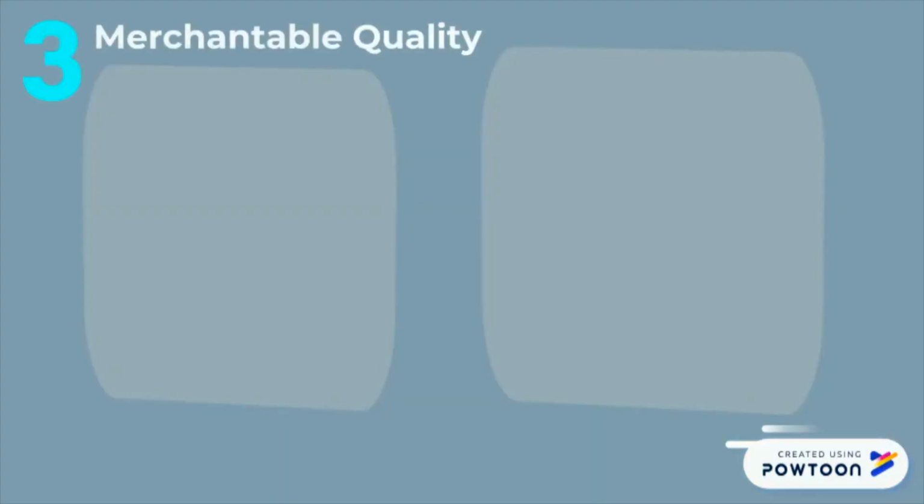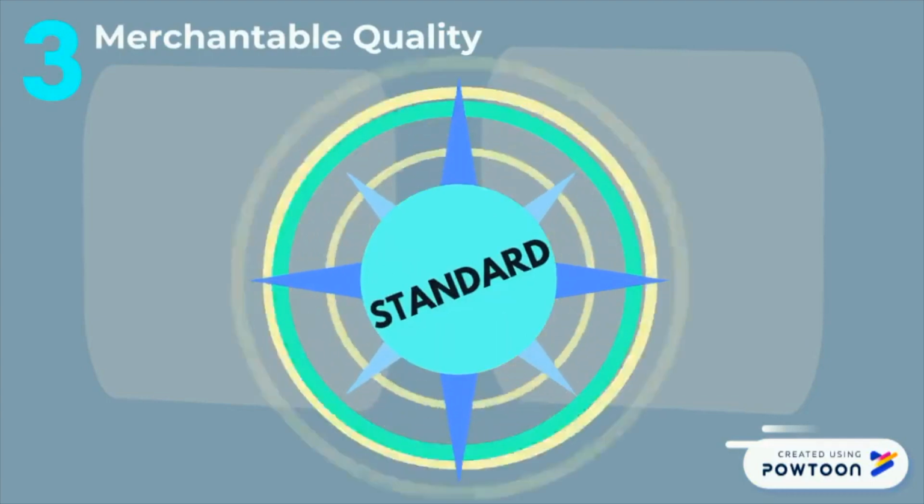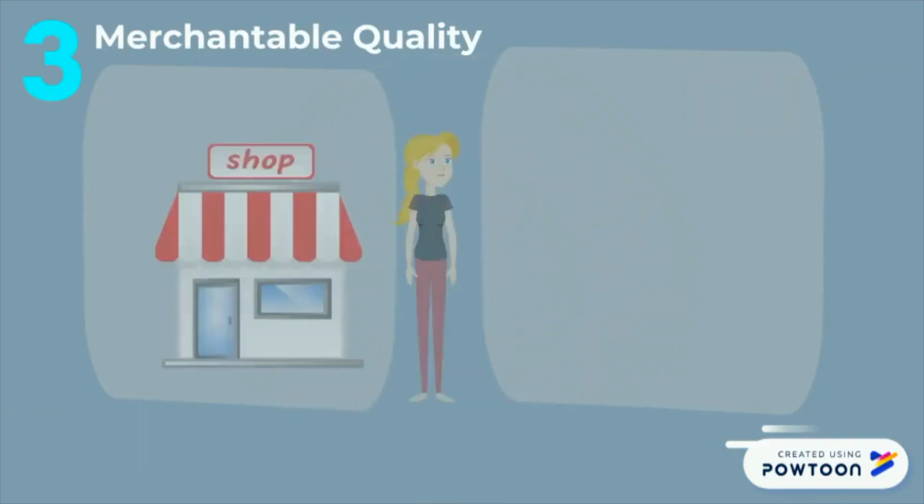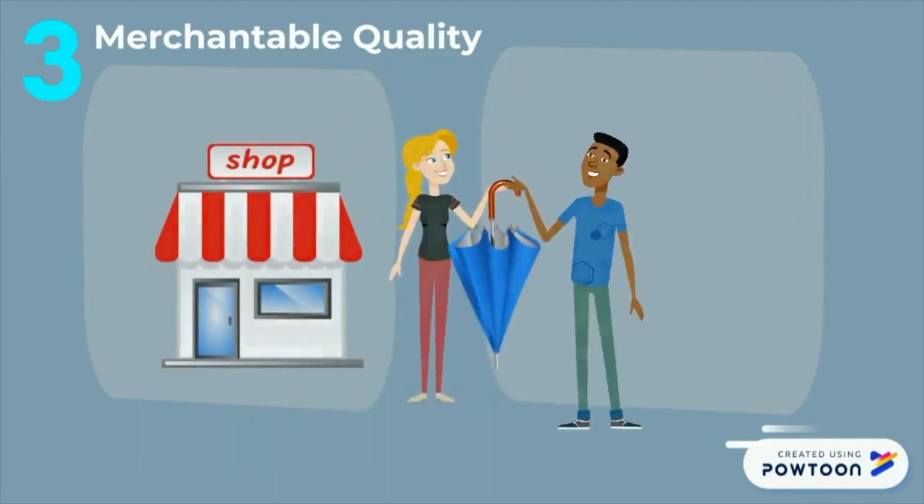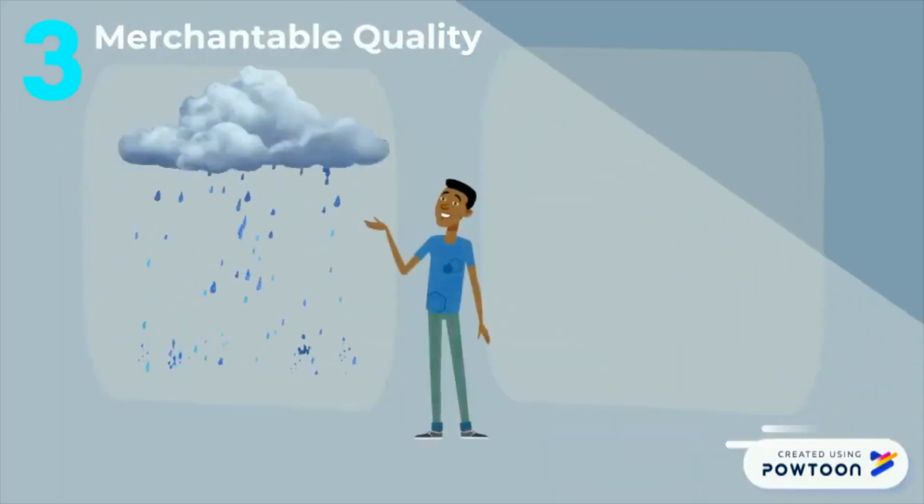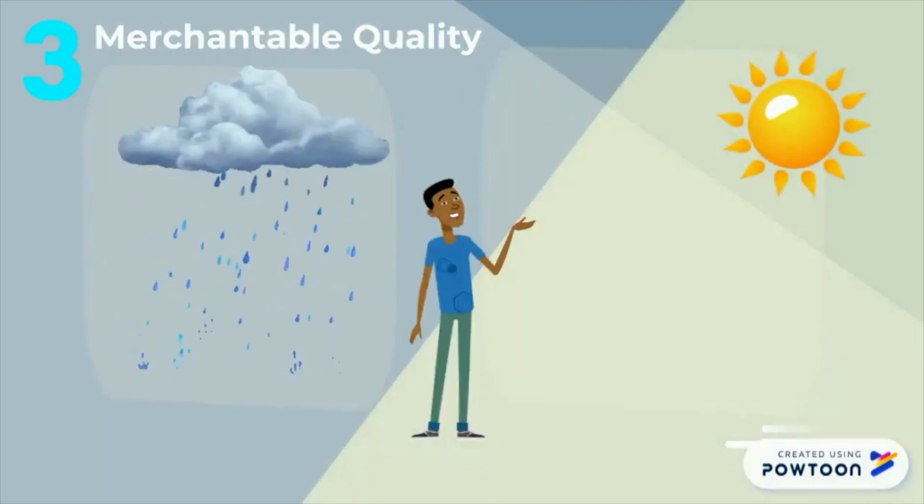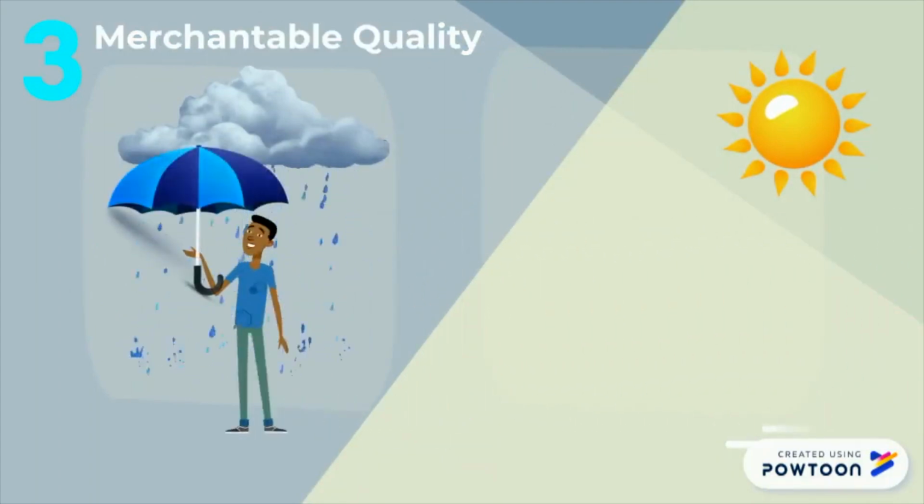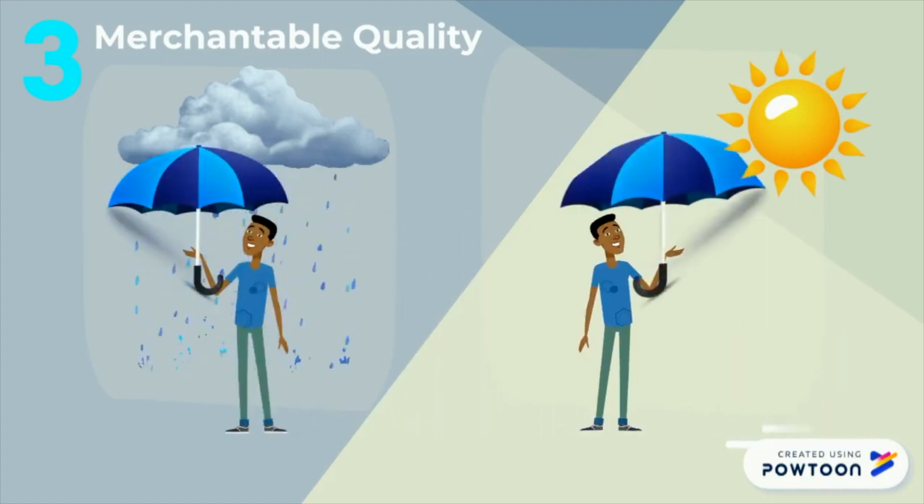Third, merchantable quality. This condition under sales of goods ordinance creates a standard of appearance and quality of products. Imagine you are going to buy an umbrella, and it is designed to protect a person against rain or sunlight. You will expect it can be used on a rainy day or even on a sunny day. Therefore, every product has certain qualities and requirements.